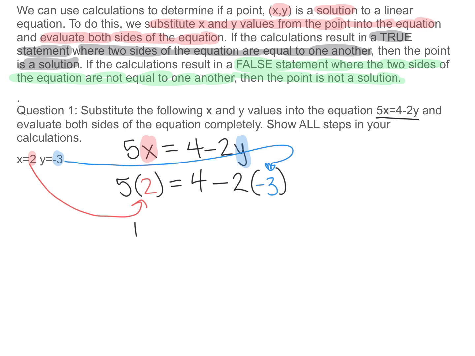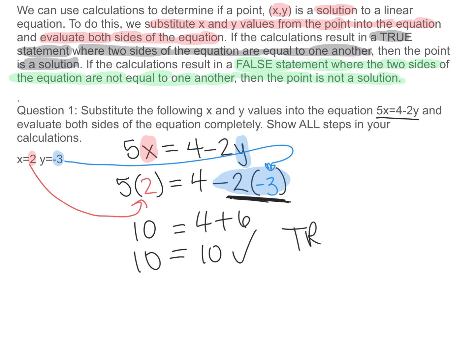All right, 5 times 2 is 10. 4 minus 2 times -3. So order of operations says I need to do the -2 times -3 first, or I can think of it as 2 times -3. But either way, I would get a -6, or I just get a +6. So this part right here does become a +6. And the 4 would just drop down, so I'd have 4 plus 6. Well, 4 plus 6 is just 10, so this just says 10 equals 10. That is true, which means that is a solution to the linear equation.